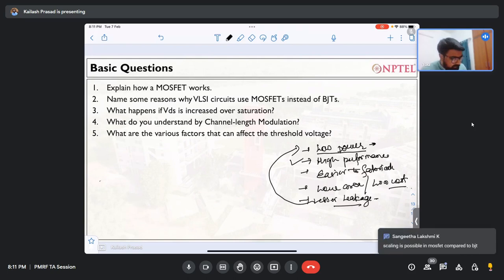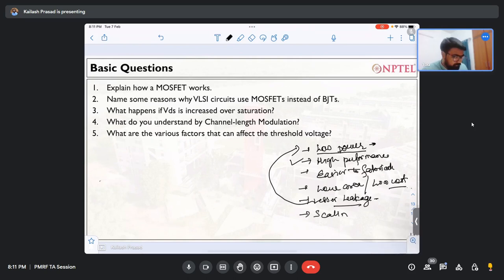Yes, so that's an excellent point. Scaling is actually possible in an easier manner in a MOSFET as compared to a BJT. Because of that, we have progressed from 1 micrometer to say 5 nanometer. Every year we are coming with new technology because MOSFET provides us that. It is hard to scale BJT to such small dimensions. So that's another thing.